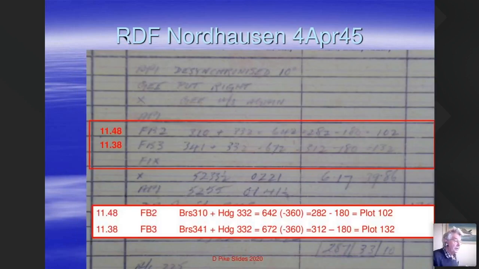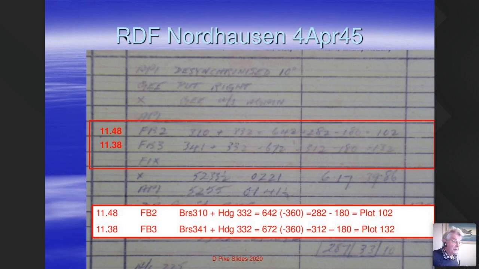This is his mathematics. I think the radio operator must have taken this and written it down for him, because he's actually put them down the wrong way. They put it chronologically, they're back to front. At 11:38, FB3 bore 341 degrees relative. The true heading was 332. Add them together is 672. That's more than 360, so take away 360.